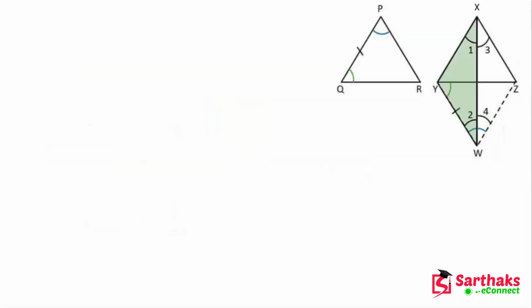Now in triangle XYW, means this triangle X, Y and W, we know that PQ is equal to WY. PQ is equal to WY by construction.